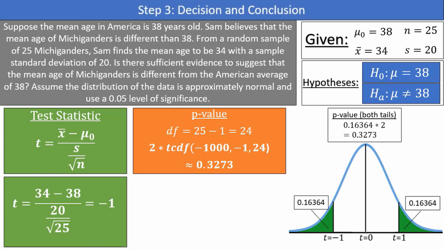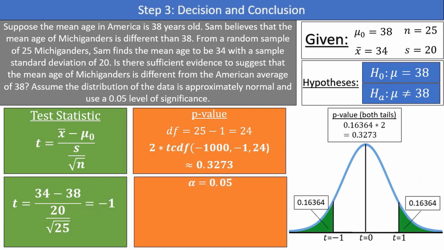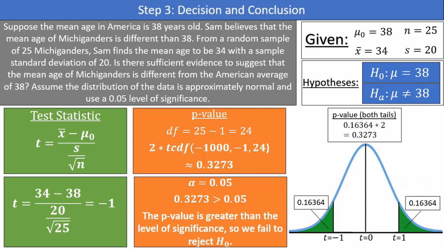Step 3. Decision and conclusion. The level of significance is 0.05. 0.3273 is greater than 0.05. If the p-value is high, the null will fly, meaning we should not reject the null hypothesis. As the p-value is greater than the 0.05 level of significance, we fail to reject the null hypothesis.